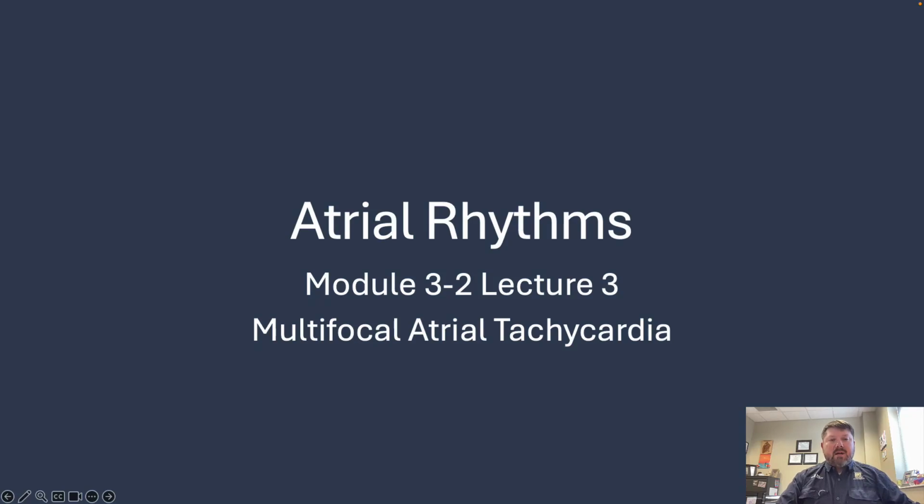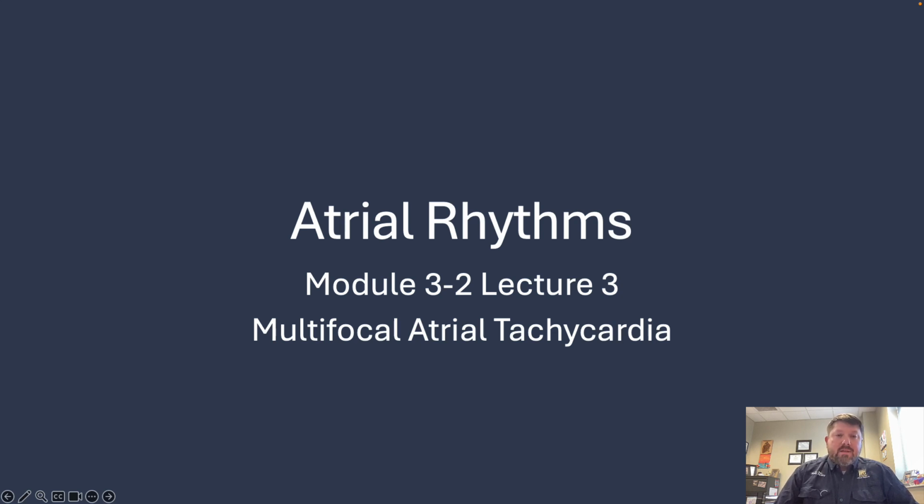Multifocal atrial tachycardia. Multifocal atrial tachycardia is very similar. As a matter of fact, it's a variant of wandering atrial pacemaker. One of the big differences, though, is rate. Wandering atrial pacemaker will only have a rate of up to 100 beats per minute, but with multifocal atrial tachycardia, your rate's going to be 100 beats per minute or greater.